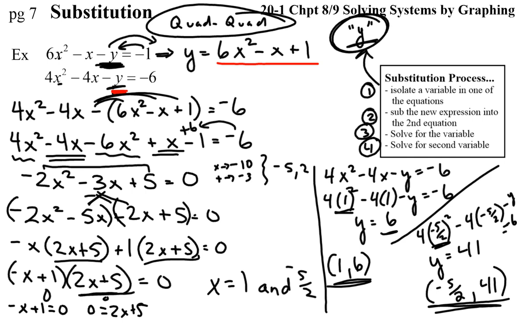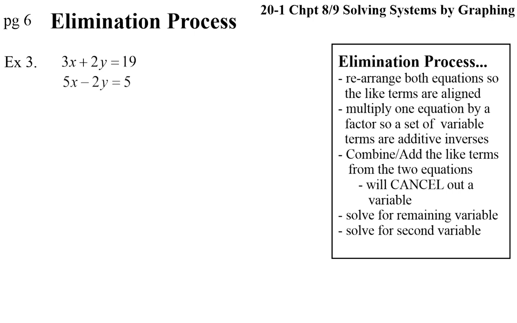Again, I apologize for putting you through that. But here we go, the elimination process now. Second algebraic process. I like elimination a little bit more myself, but everyone has their preferences. First thing you want to do is rearrange both equations so the like terms are aligned.